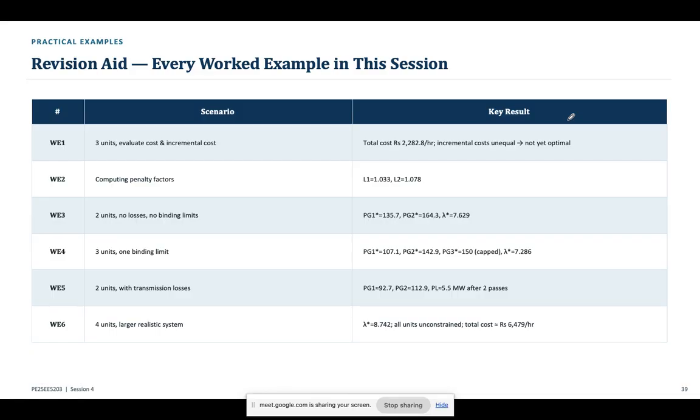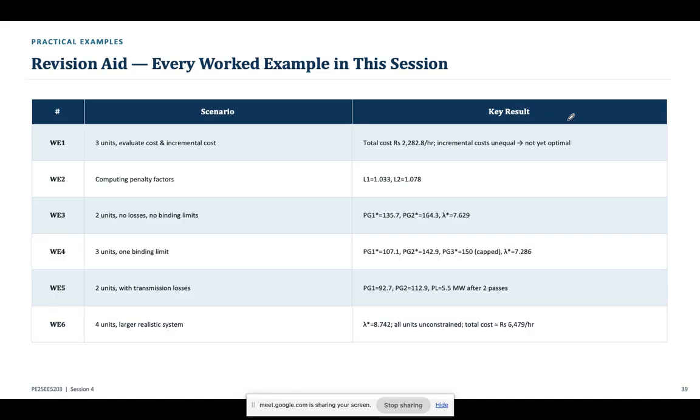See, here you have a revision table. The revision table is useful because it shows how the individual worked examples are not separate topics. When you look into worked example 1, it establishes the difference between total cost and incremental cost. Worked example 2 introduced the penalty factor. Worked example 3 demonstrated the basic lambda iteration search. Example 4 added an active generator limit. Example 5 added the transmission losses, while 6 demonstrated that the same approach scales to 4 generators.